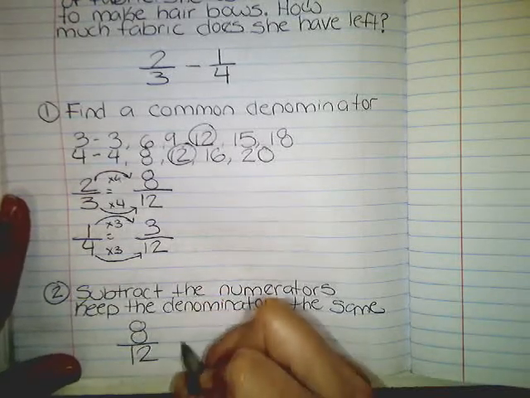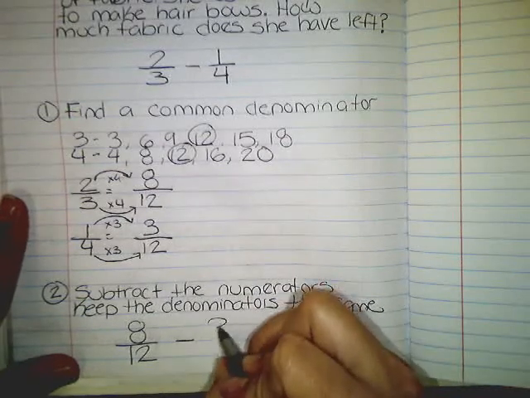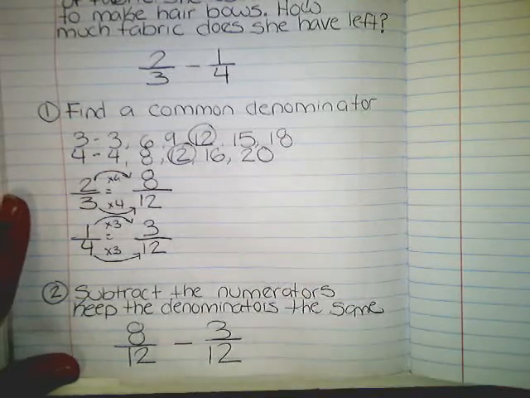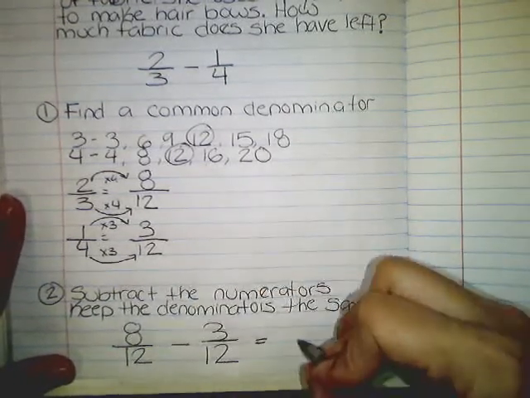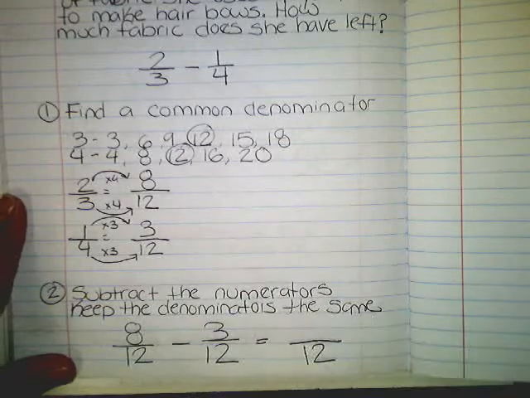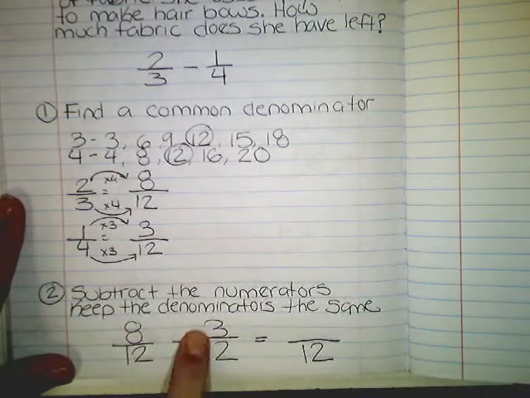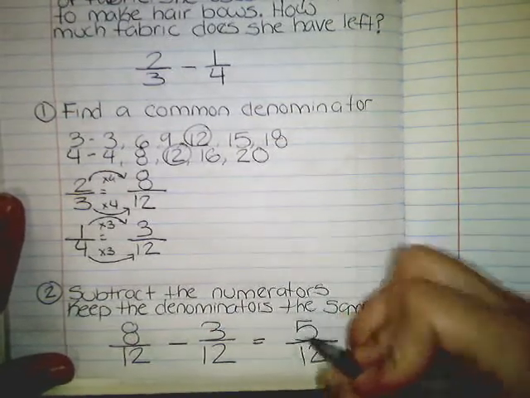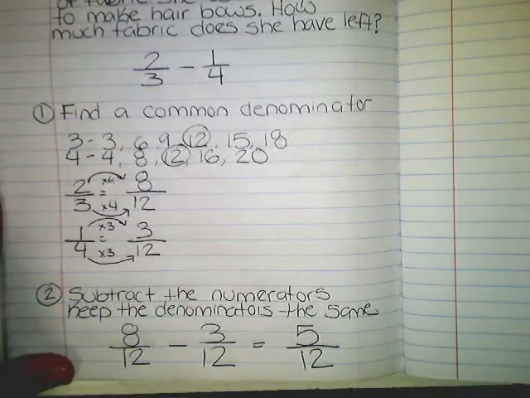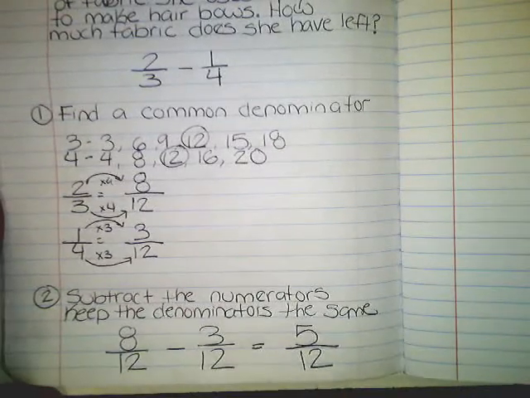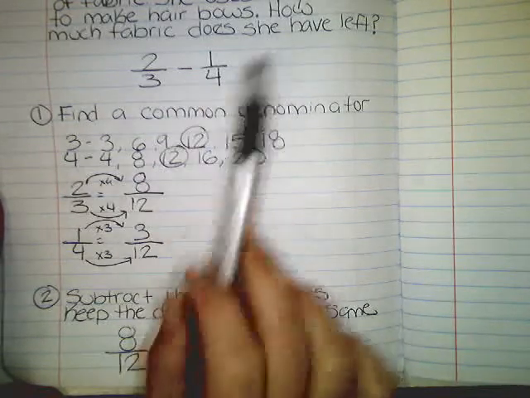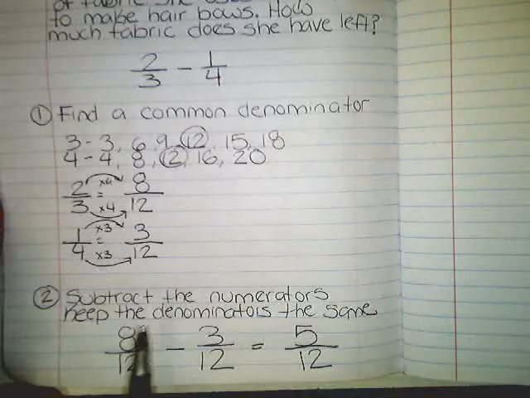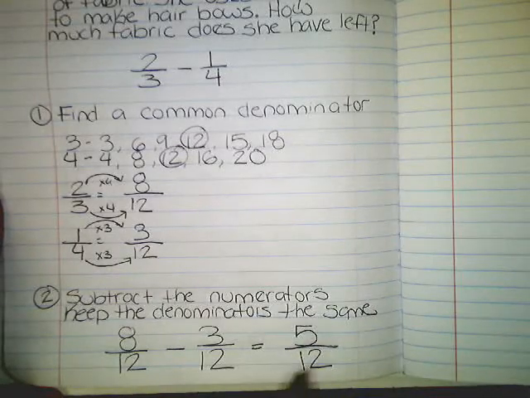8/12 minus 3/12. Remember, the 12 isn't changing, the whole isn't changing, but 8 minus 3 is 5. What does that mean? What does this number mean? Well, we're trying to figure out how much fabric does she have left? Morgan has 5/12 of a yard of fabric left.